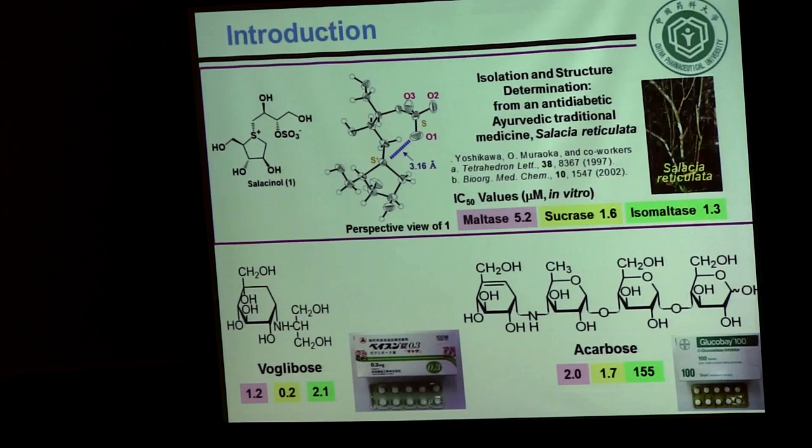In 1997, salacinol was first isolated by Yoshikawa and co-workers from the strains of Salacia reticulata, which is largely distributed in India and Sri Lanka. As shown in this picture, the structure of salacinol is quite unique, bearing this five-membered thiosugar sulfonium cation and the side chain containing the sulfate anion. Its in vitro biological evaluation showed that the alpha-glucosidase inhibitory activity of salacinol was as strong as those of voglibose and acarbose, which are used clinically.